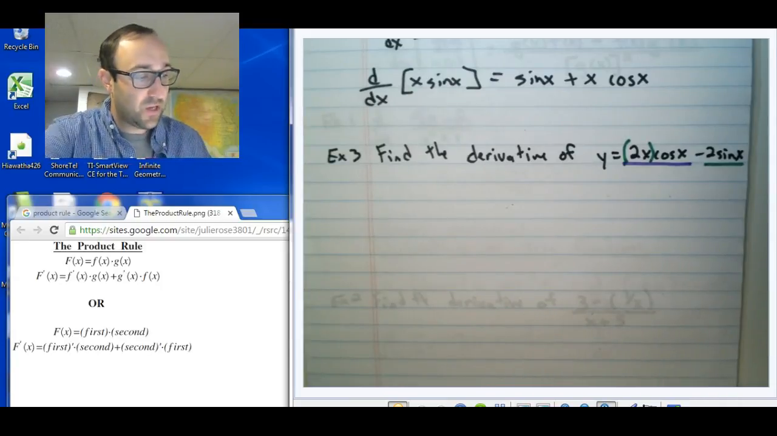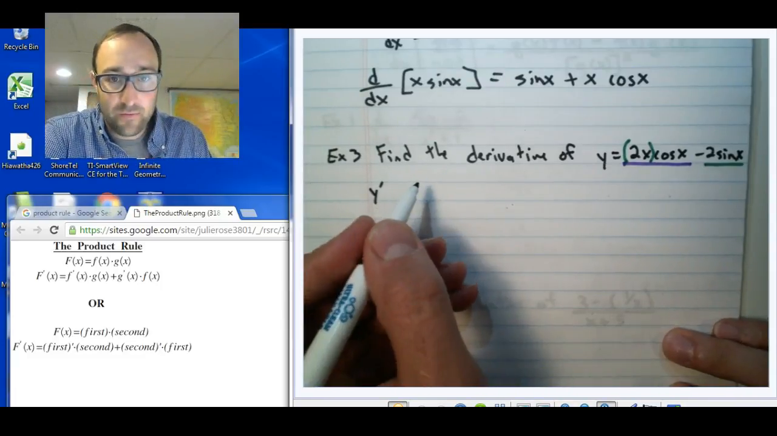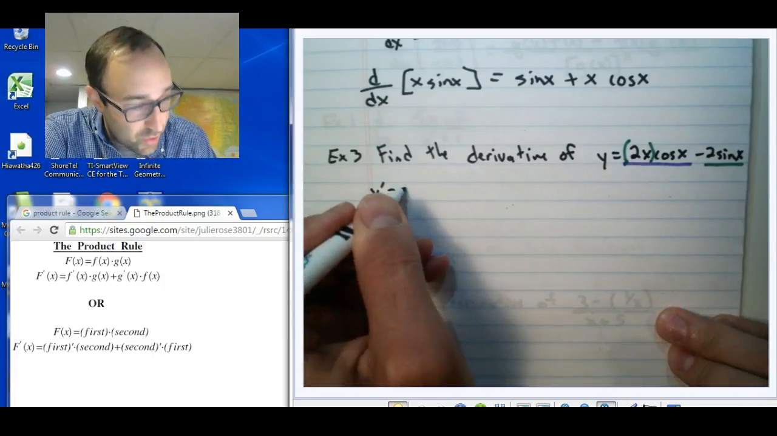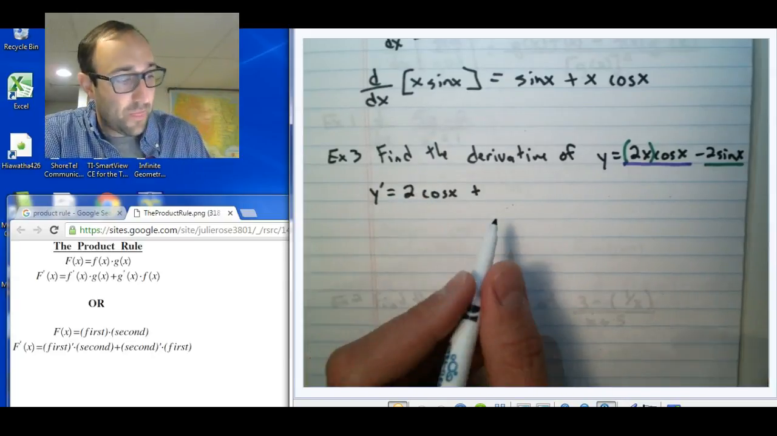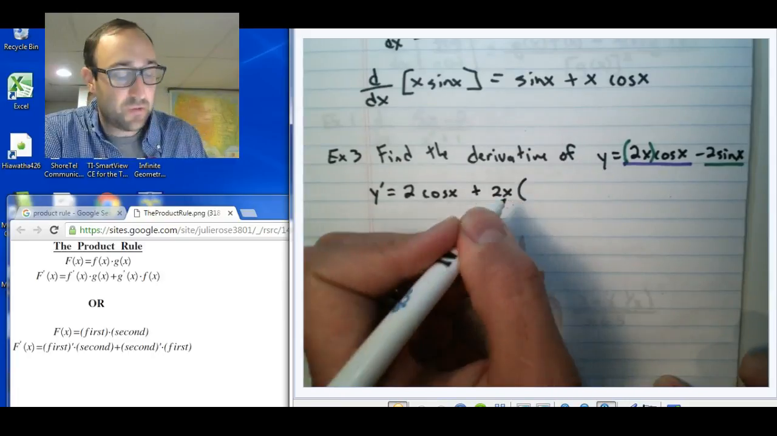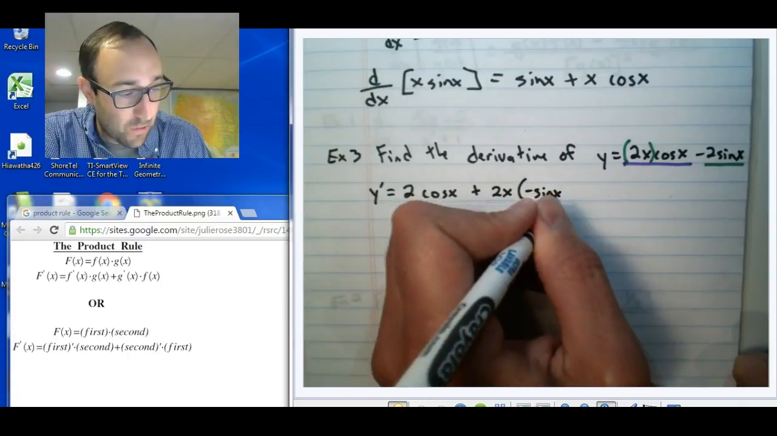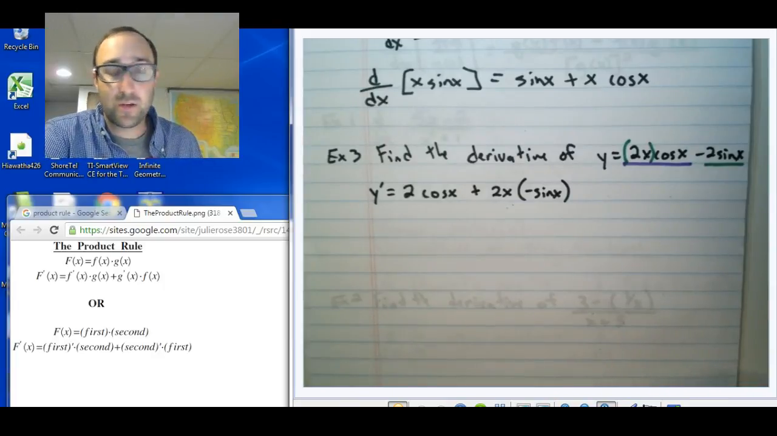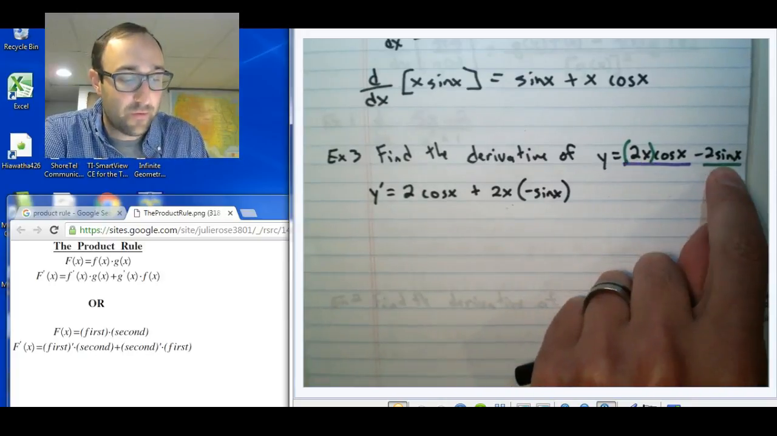All right, so we can say y prime. We're going to take that first number, and we're going to take the derivative of 2x, which is going to be just 2, and then we've got cosine x plus, then we've got the 2x times, and then what's the derivative of cosine x? If you're not sure, look at that front cover, negative sine x. Okay, there's the first one. Got it? And remember, we're also using the difference rule. I'm finding the derivative of this first part. Now we're going to find the derivative of this second part.